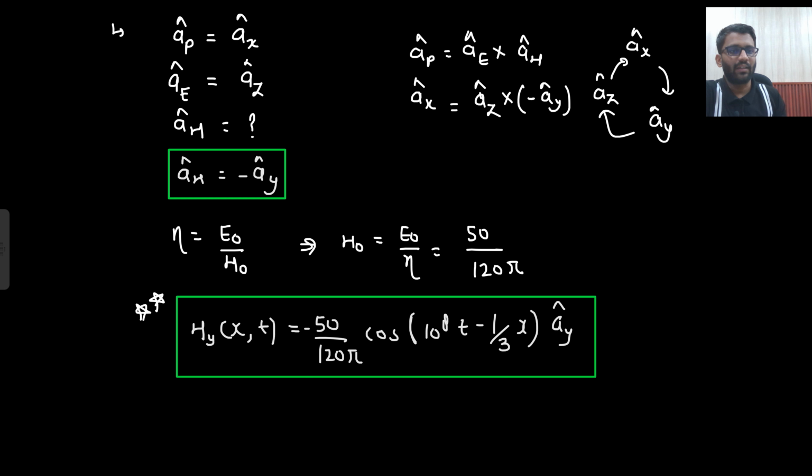What do I know? That eta is equal to E naught by H naught. They are just simply the ratio of their magnitude. And the eta value I know for free space, that is 125. So from there I got the value of H naught, that is 50 by 125. So 50 by 125 cos(10^8 t minus 1/3 x) a_y cap. This is the answer. Very easy, very straightforward, right?